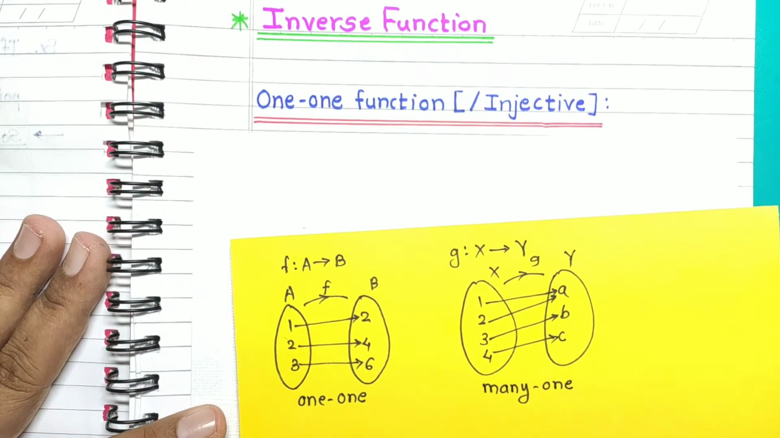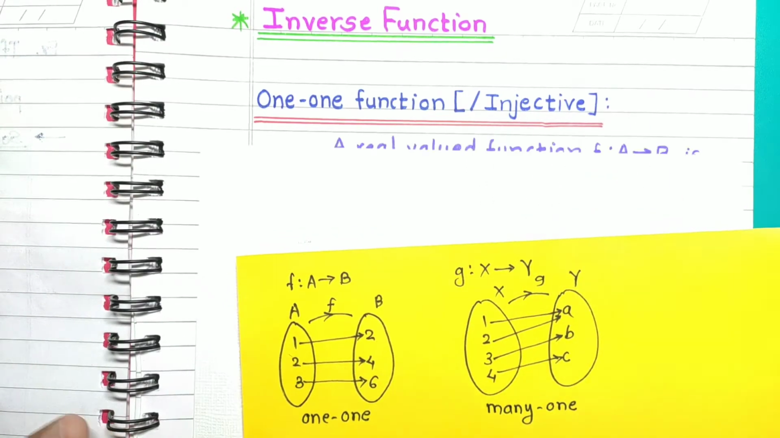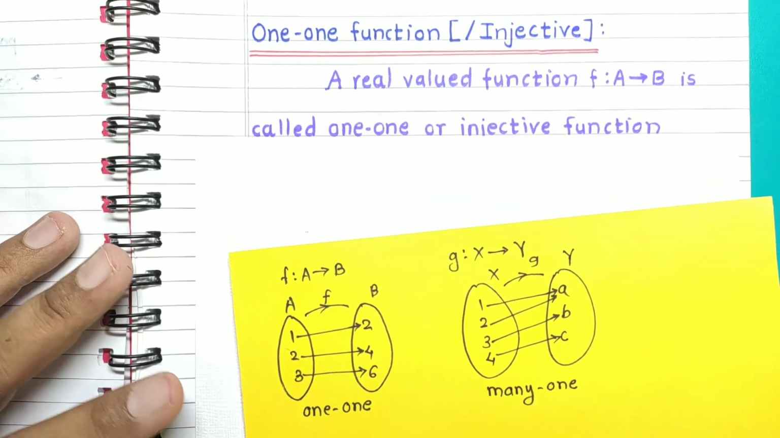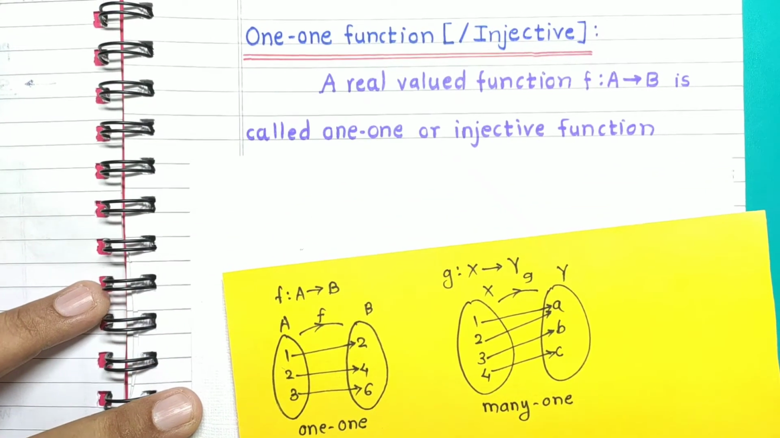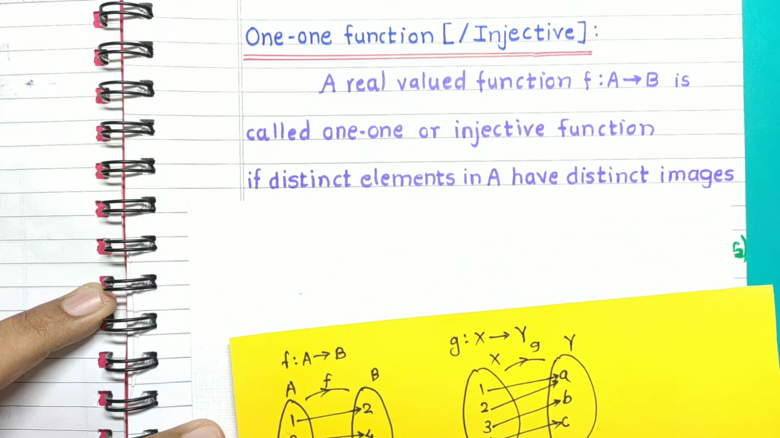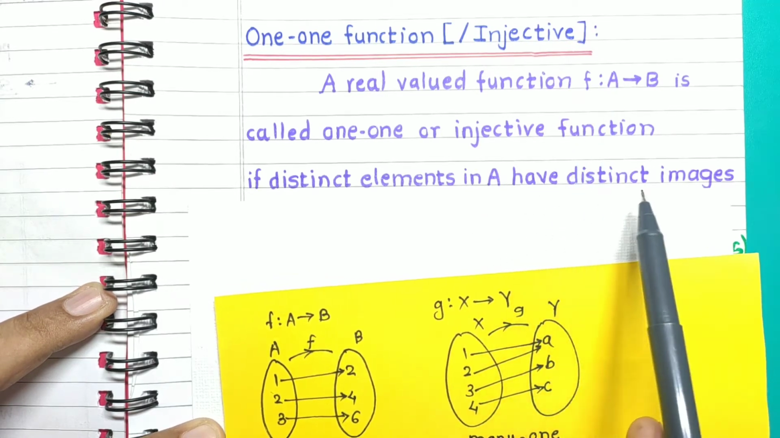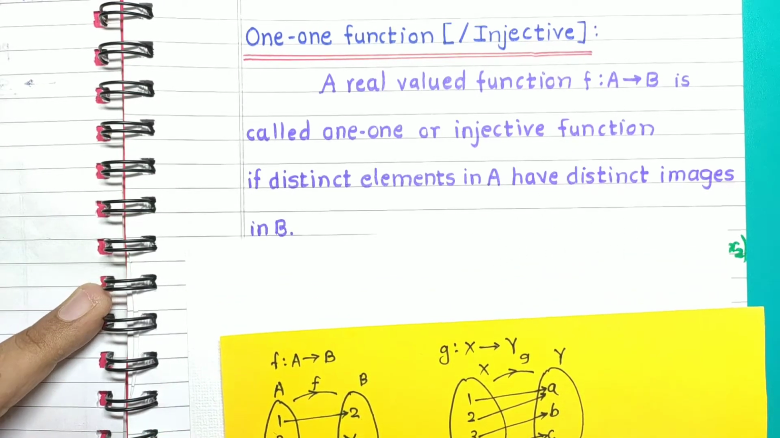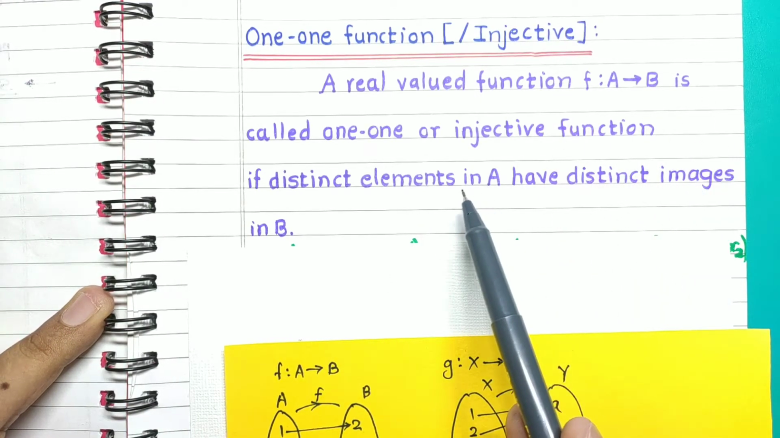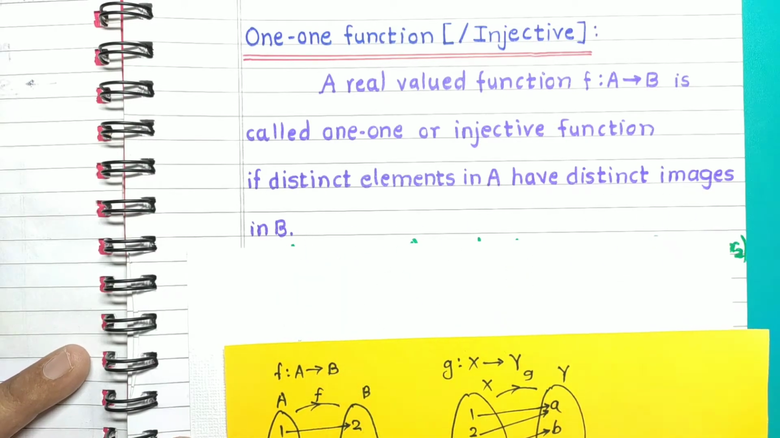See, a one-one function is also called an injective function. A real valued function f from A to B is called one-one or injective if distinct elements in A, that means in the domain, have distinct images in B, that means in the codomain.